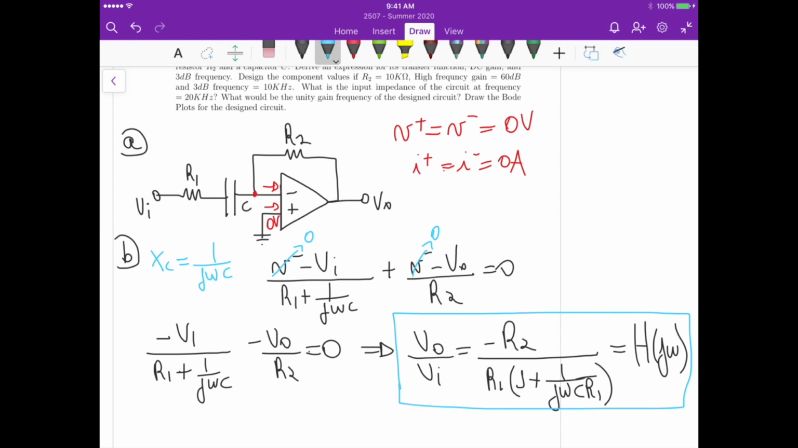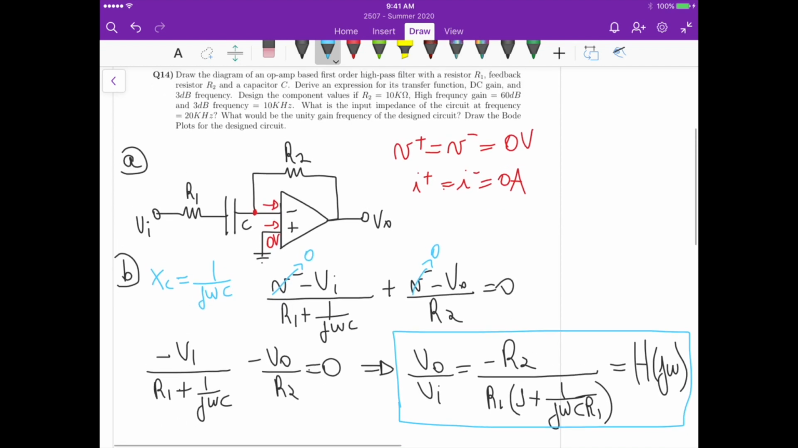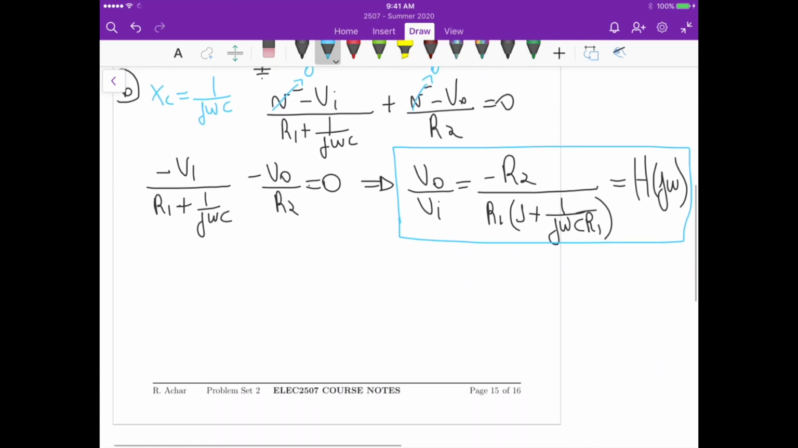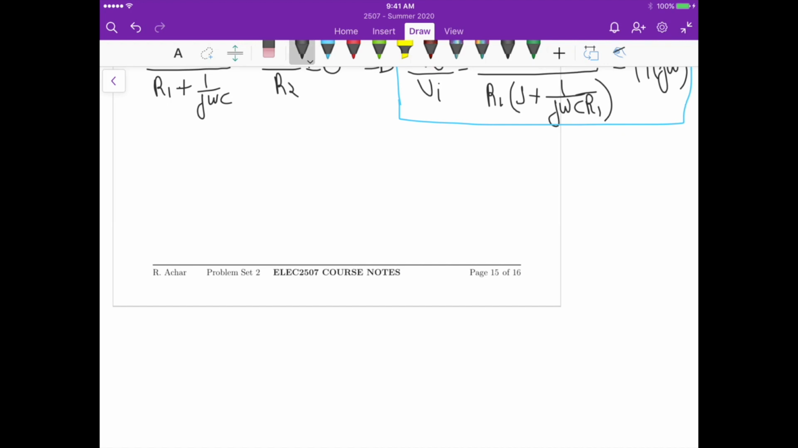Now for part C, we have to define an expression for the DC gain, and for part D, an expression for the 3 dB frequency, right? So B, let's go with C. Okay, so C, let's call it DC gain. For the DC gain, we have to calculate the magnitude of the voltage transfer function.